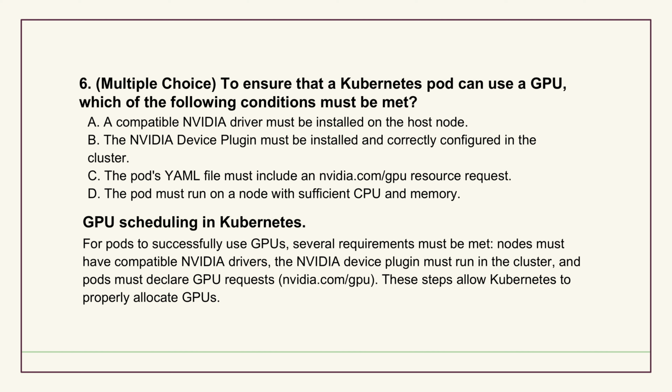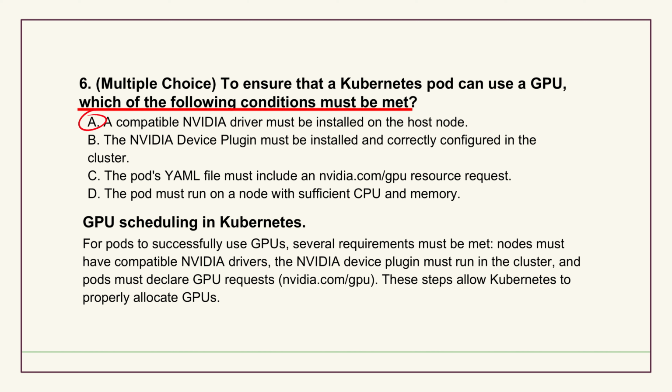So, building on that, what are the absolute essential conditions for any Kubernetes pod to successfully use a GPU? Just making sure all the fundamental pieces are there before you even hit deploy, the question asks. To ensure that a Kubernetes pod can use a GPU, which of the following conditions must be met? Yeah, I kind of think of these as the three pillars of GPU scheduling in Kubernetes. First, pillar one, a compatible NVIDIA driver must be installed on the host node. Without it, the GPU is just, well, expensive silicon.